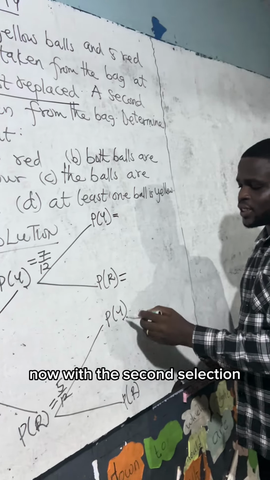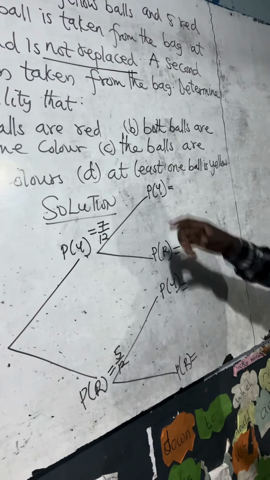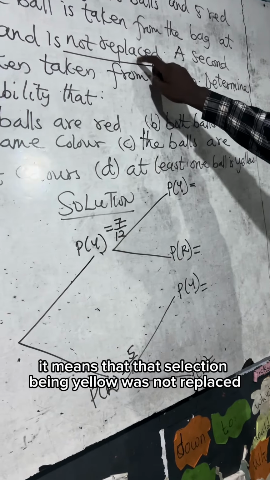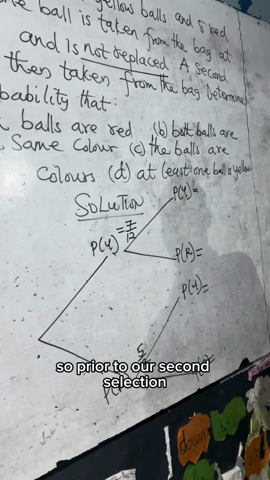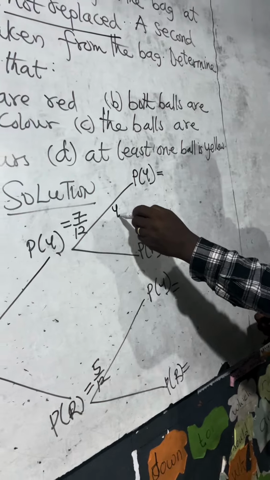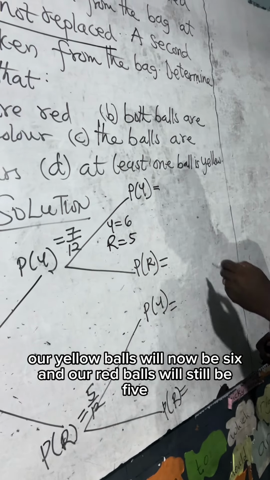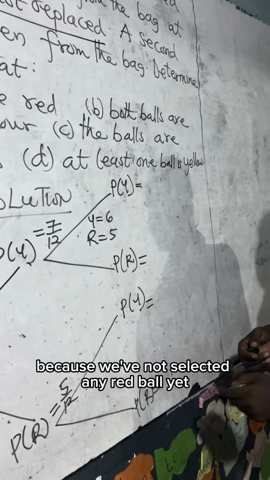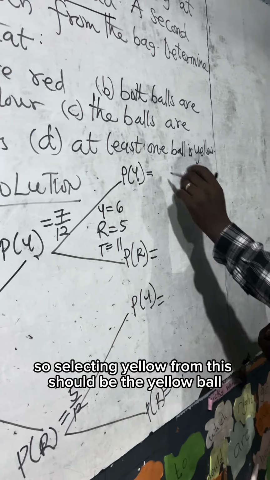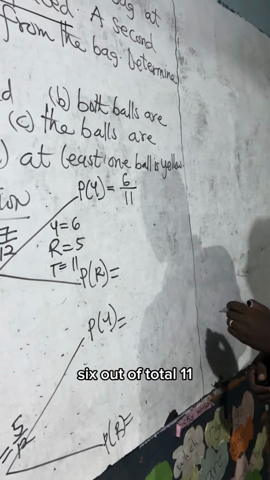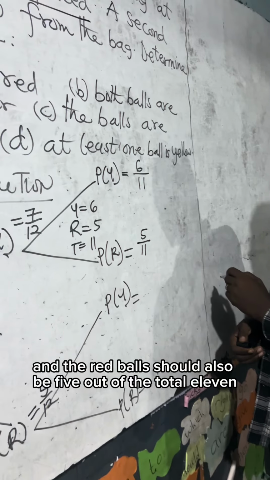Now, with the second selection, it is based on the first selection being yellow. It means that that selection being yellow was not replaced, so the yellow balls are going to reduce by 1. So prior to our second selection, our yellow balls will now be 6, and our red balls will still be 5 because we've not selected any red ball yet. Total balls will now be 11. So selecting yellow from this will be 6 out of total 11, and the red ball should also be 5 out of the total 11.